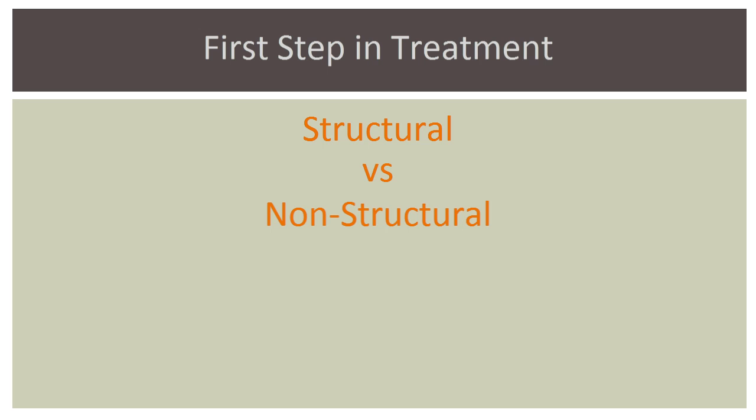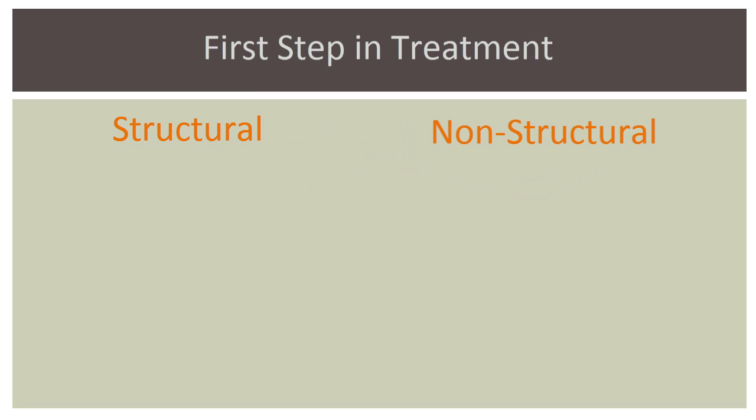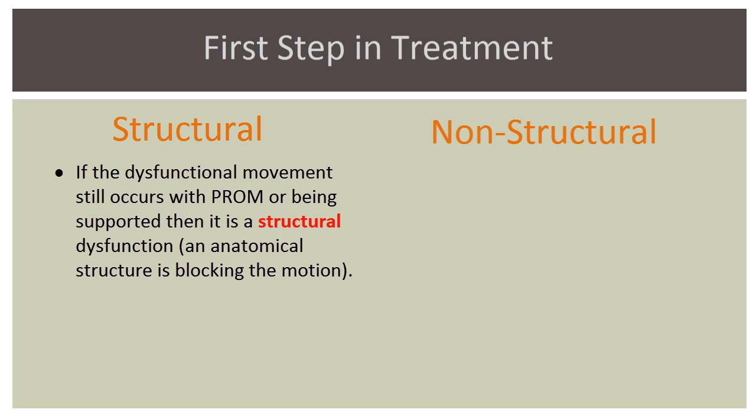Let's review. When looking at a structural versus a non-structural dysfunction, remember that if the dysfunctional movement still occurs with passive range of motion, or when a person is being supported or taking gravity away, then it is a structural dysfunction. That means that an anatomical structure is physically blocking the motion. It's almost like trying to push against the wall. The wall is not moving. You will need to break through that wall in order to obtain motion. When we have a structural dysfunction, we will then treat with some kind of release technique.